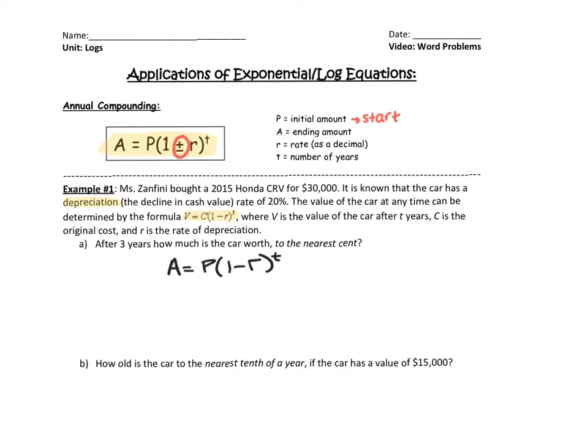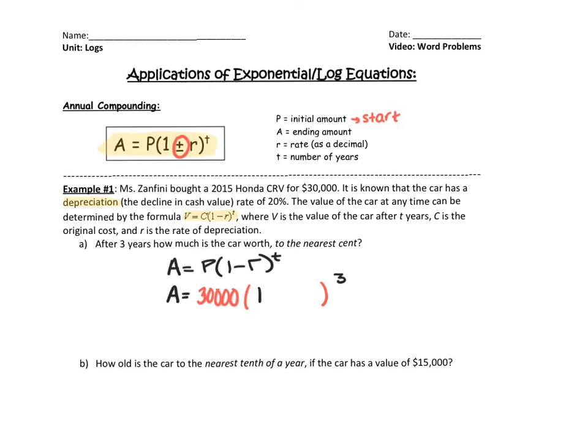So I'm starting off with $30,000. So that goes into my initial or starting amount. That goes in for P. So I'm going to put 30,000 in here. And I want to know how much the car will be worth at the end of 3 years. So what will the ending value be? That's your A. So we're going to leave A here. What will the ending value be after 3 years? T is time, so we'll put 3 up top for years.